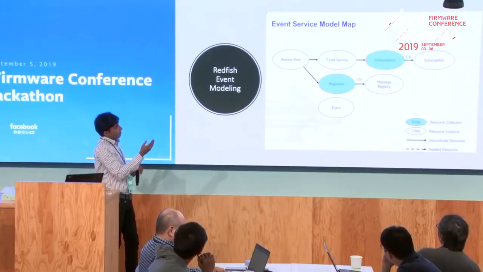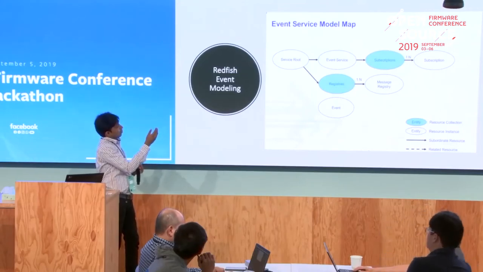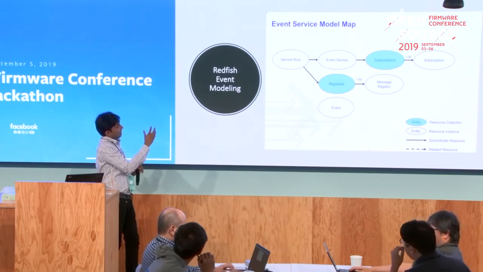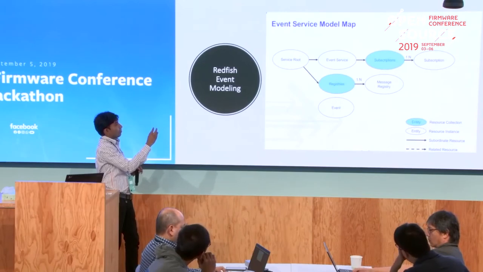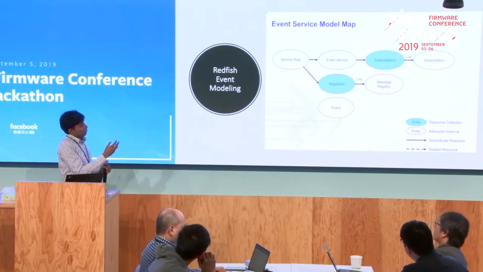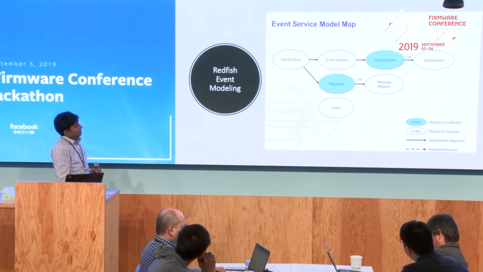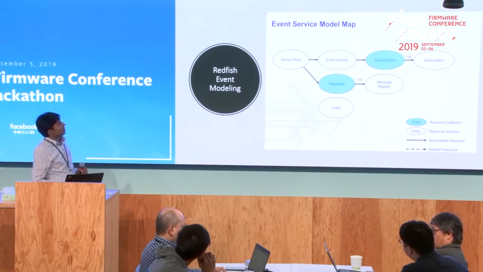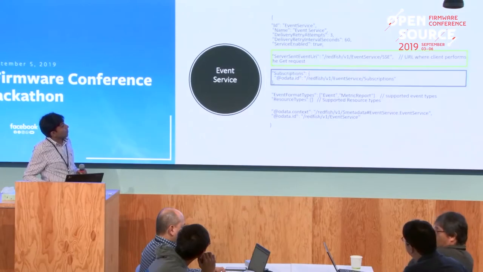The service root will also have message registries. Again, it's a collection, and the message registries will have multiple registries. These registries are used when we create an event message. The event message will have a registry ID, and the message is constructed using the registries. And we have the event resource as well. So this is the Redfish event service model map.